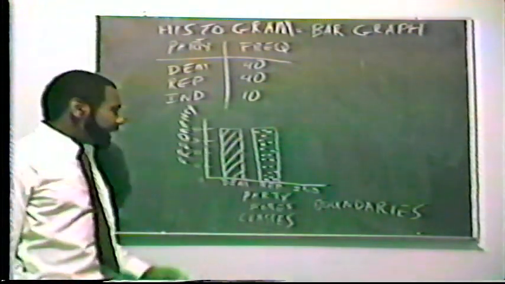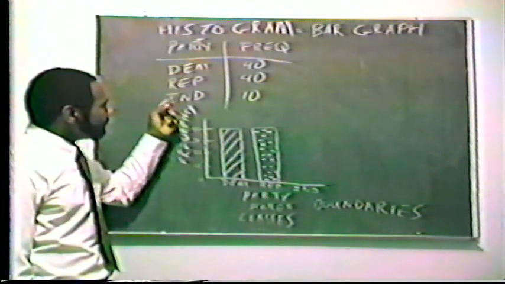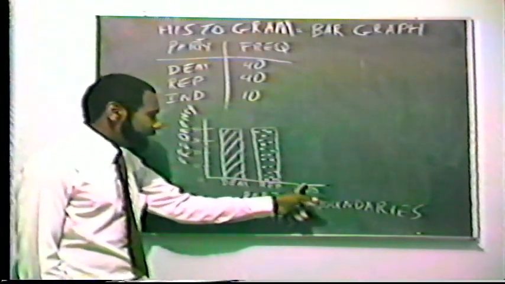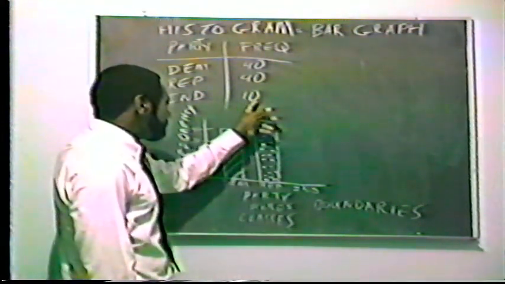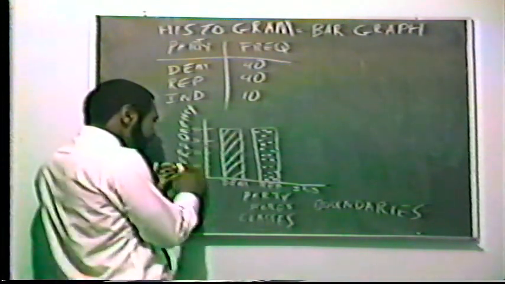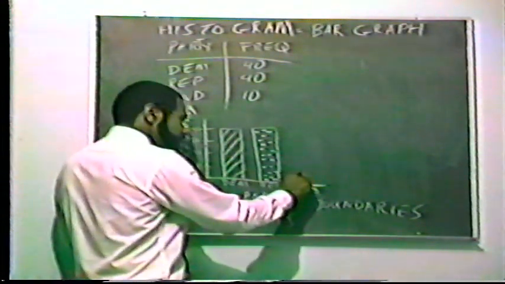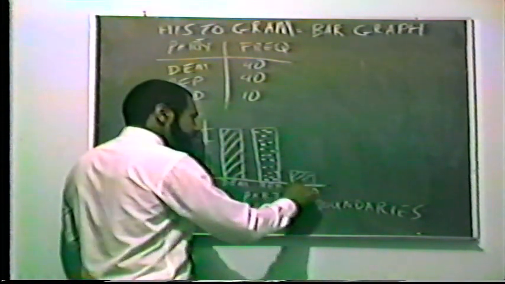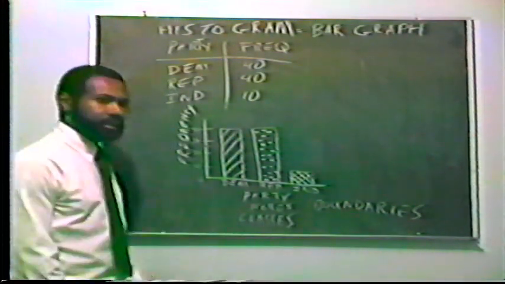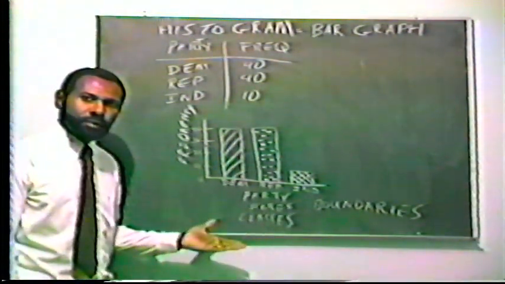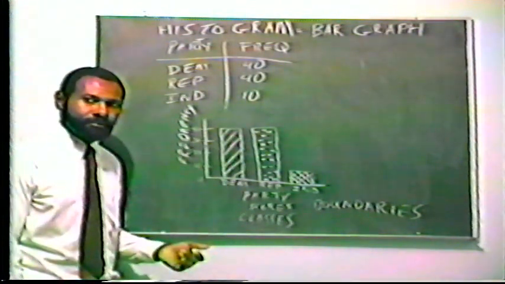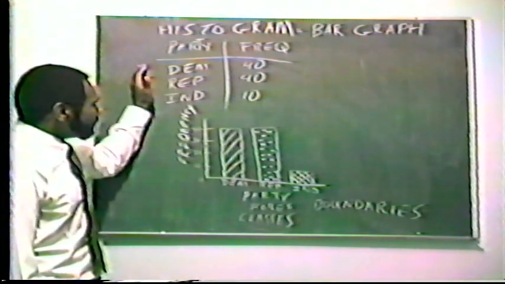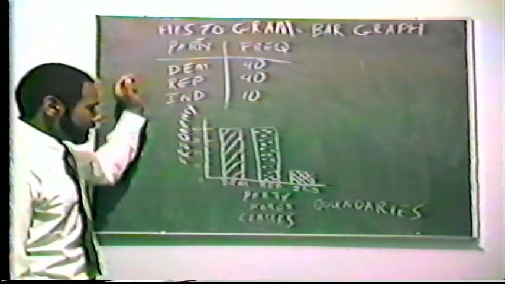Now, the last one we have to do is the independents. We go over to the independent category. There are only 10, that's the frequency. We are on the frequency scale here. Here's 10. We go straight across to the independents and we draw a bar. And of course we can put some type of design once again as we did before. And this concludes our histogram. This is how we construct a histogram based on this frequency table that we have here.